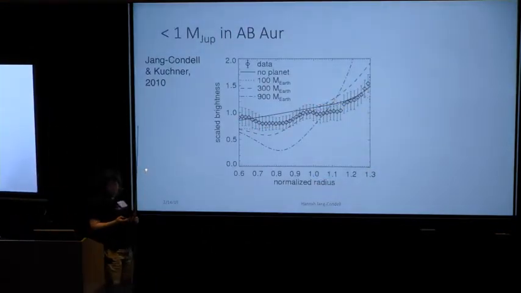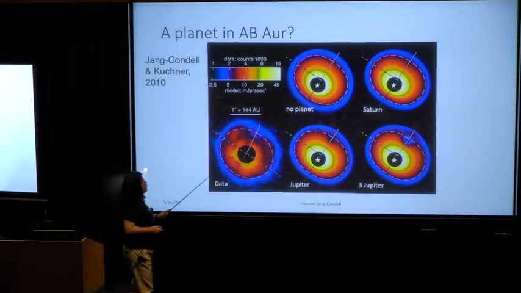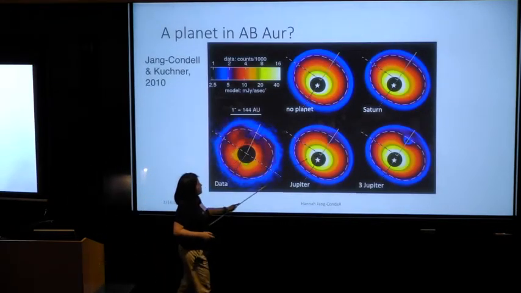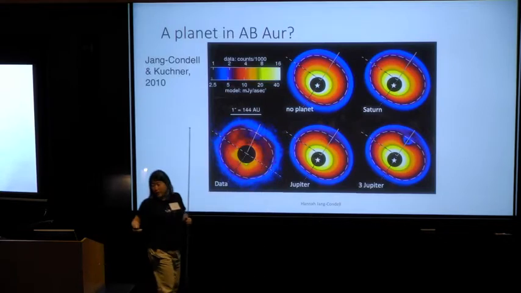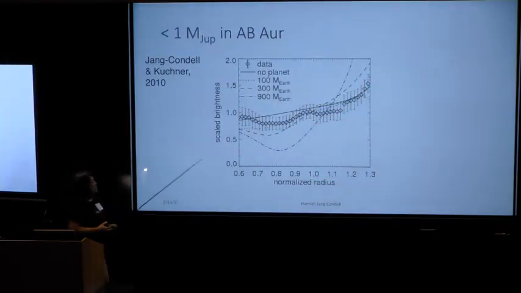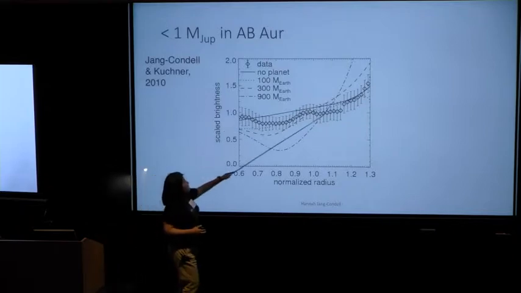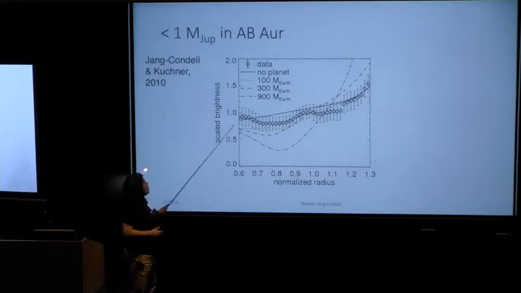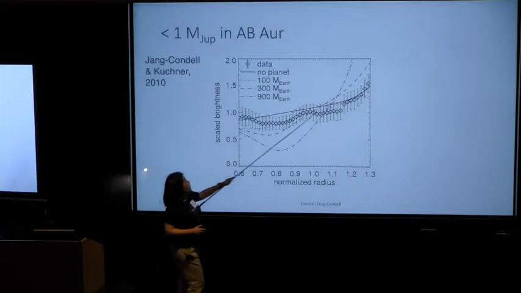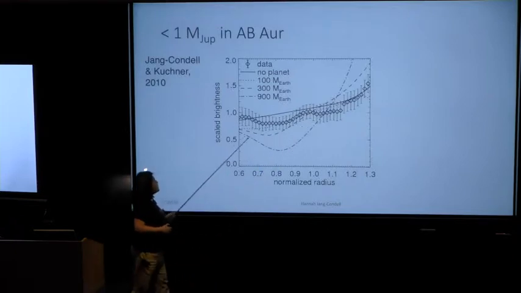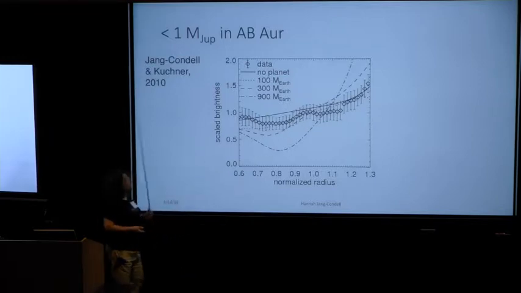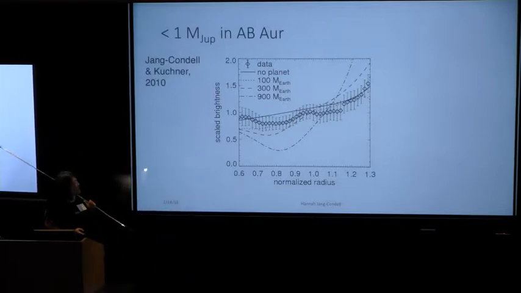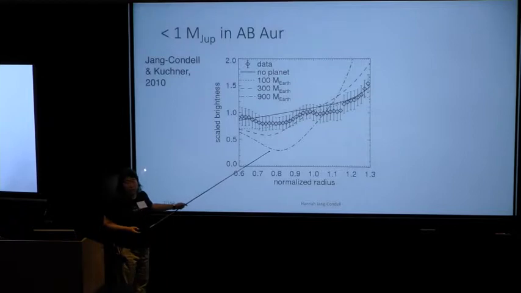And so what you can do is you can take a line through that point and look at the radial surface brightness profile. And you get something that looks like this. These points are the data. No planet is this solid line here. Saturn mass planet is a dotted line in there. And then these other ones are for the Jupiter mass and 3 Jupiter mass planet. And you can clearly see that a 3 Jupiter mass planet does not fit this at all.